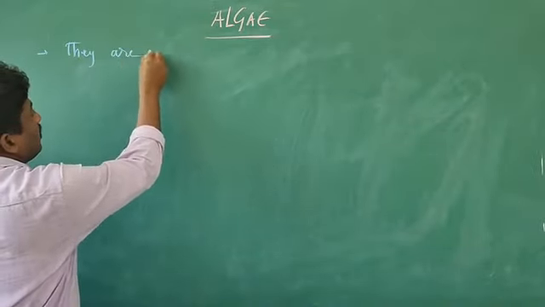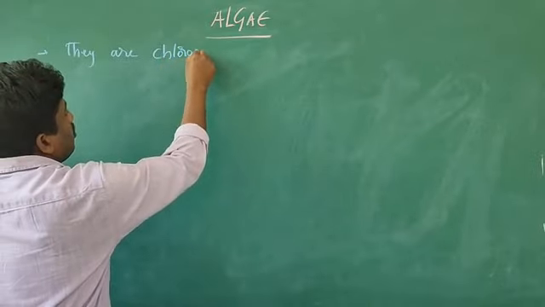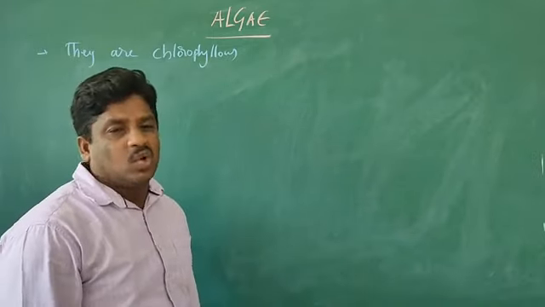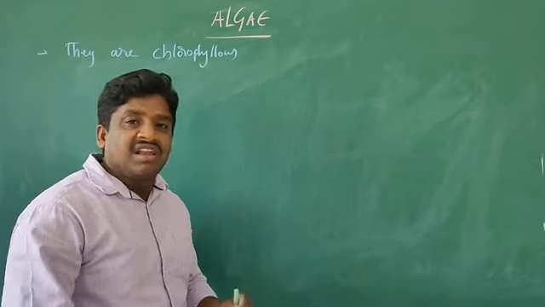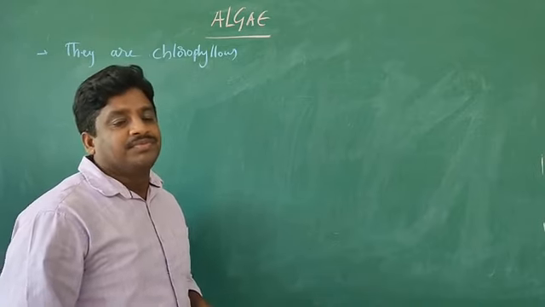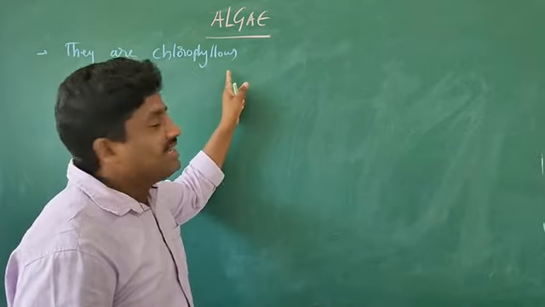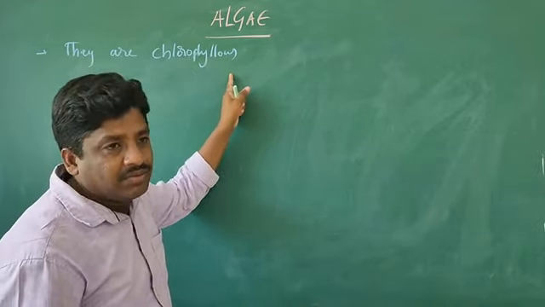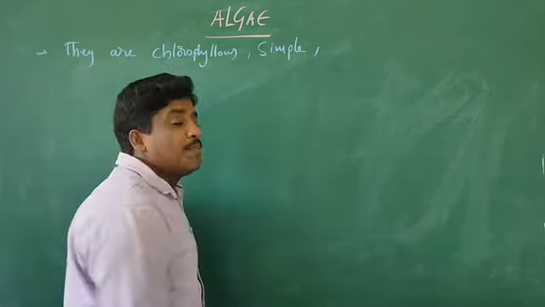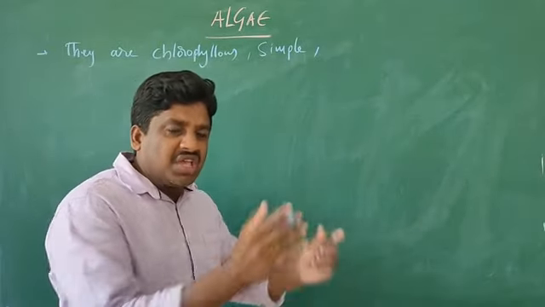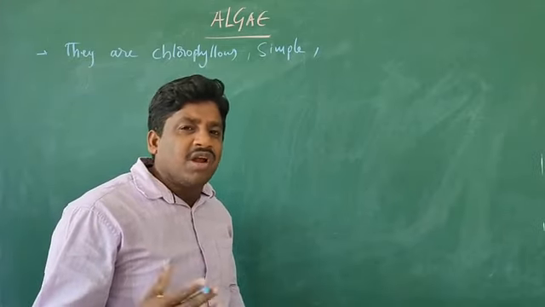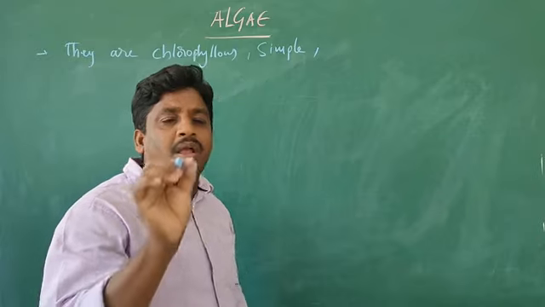In the first part, algae are chlorophyllous organisms. Chlorophyllous means green color organism; chlorophyll, the green color pigment, is present. That's why we call them chlorophyllous. And they are simple organisms, very small, not enlarged. Different systems are not present: root, stem, leaf, not like that. Very simple organisms.